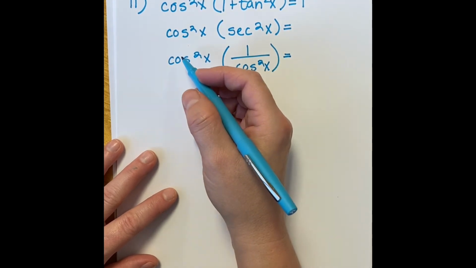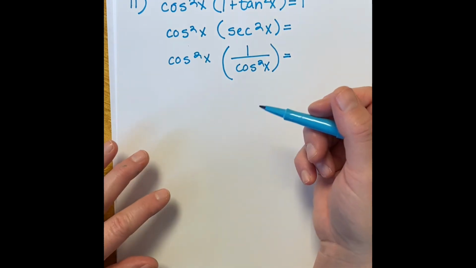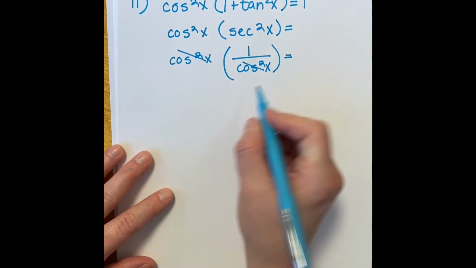I got a cosine squared up top and a cosine squared below. Cancel, cancel, and we're left with 1.